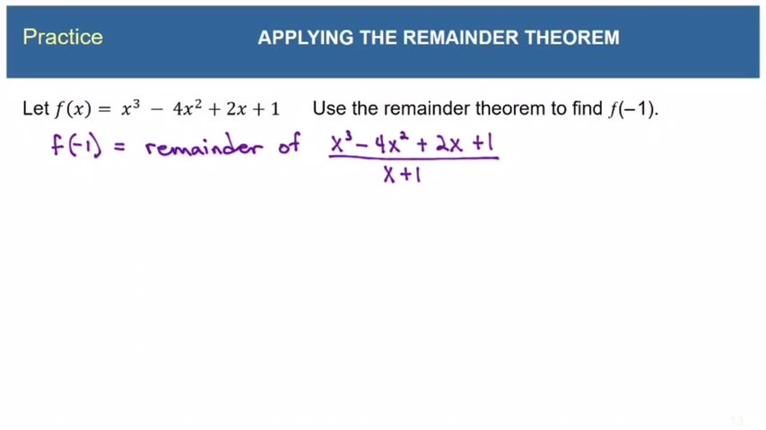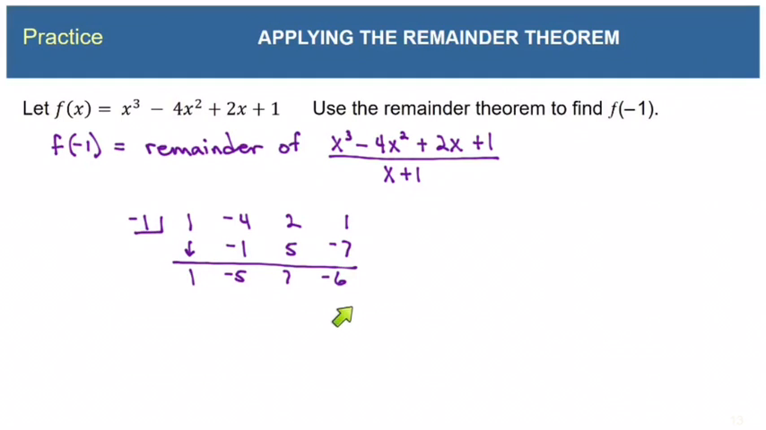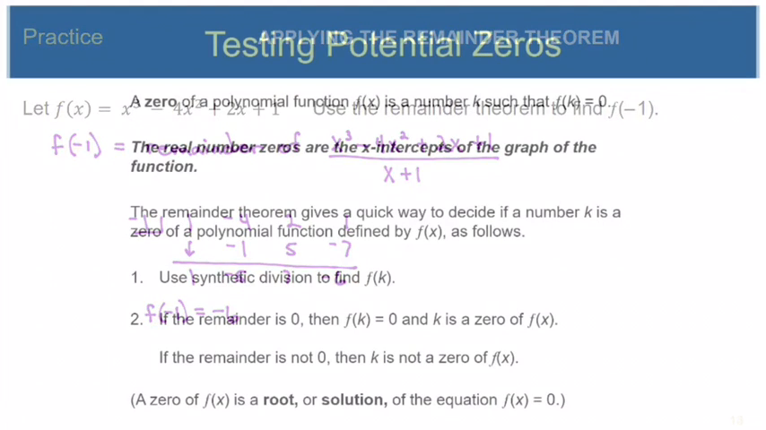Okay, so I'm going to put down my coefficients, 1, negative 4, 2, and 1. And I'm going to put my negative 1 in the box. Of course, remember, I'm dividing by x plus 1, but that means negative 1 shows up in the box. Okay, pull down the 1. Now multiply, add, multiply, add, multiply, add. And I just found out that f of negative 1 is negative 6. All there is to it.